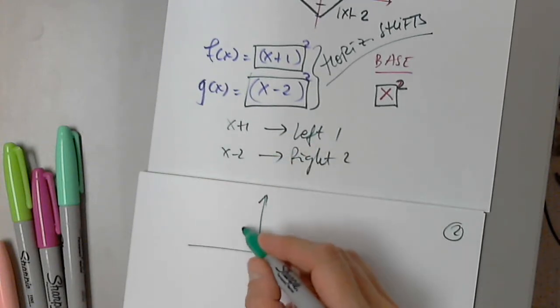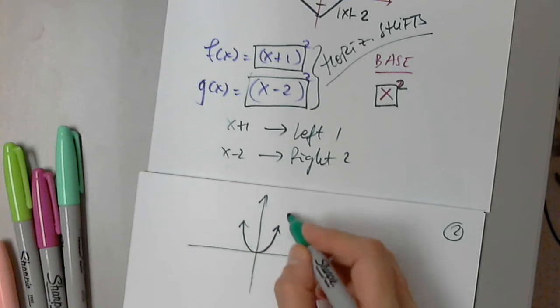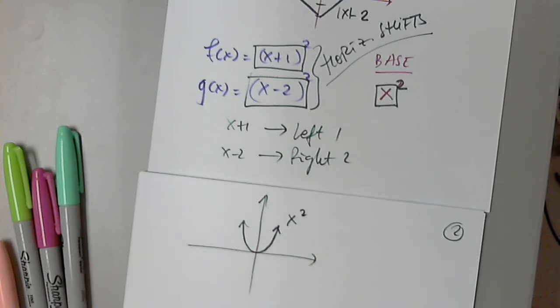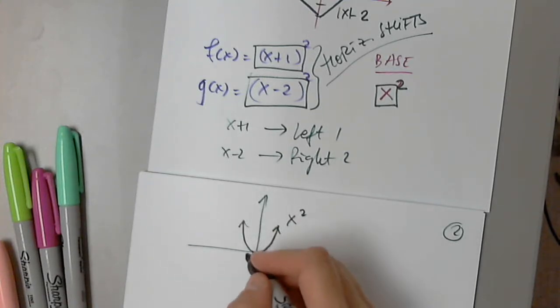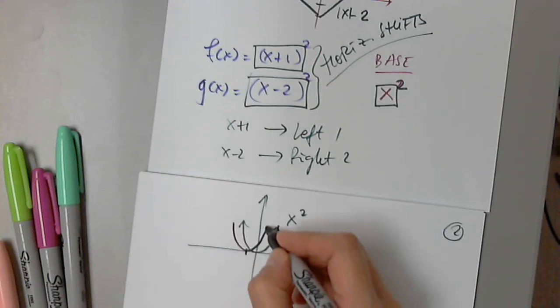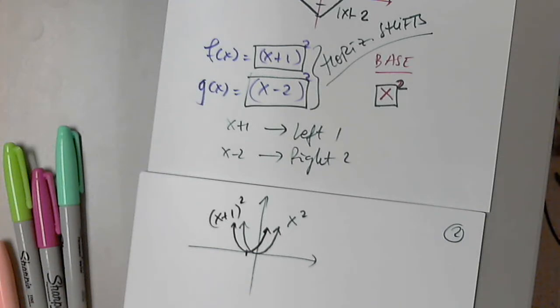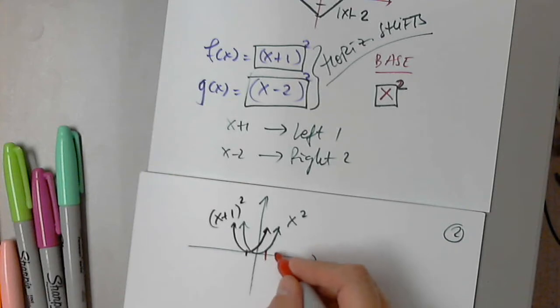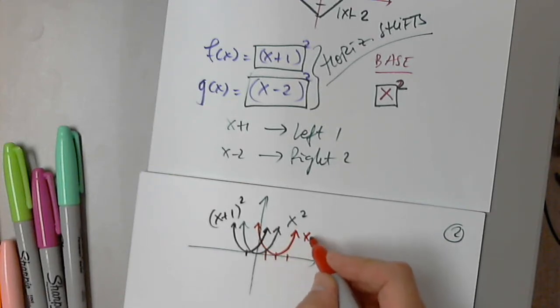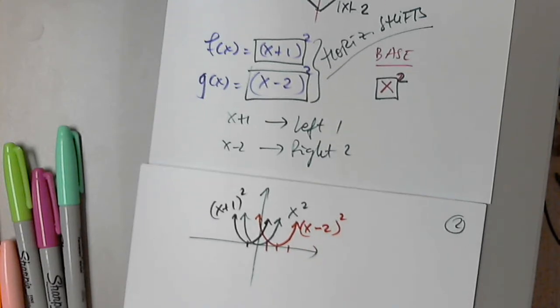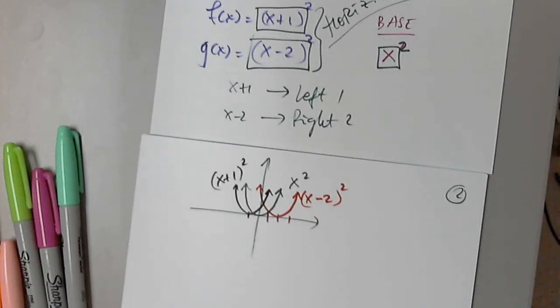We remember the base function is x squared. This is our x squared. And then you perfectly said x plus 1 is a left shift of 1 because now the x-intercept is at -1, 0. And the other one moves to the right. So this is x minus 2, everything squared. Perfect. So these are horizontal and vertical shifts.